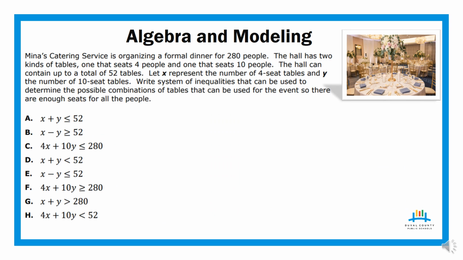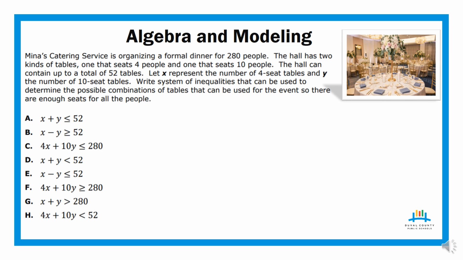Mina's catering service is organizing a formal dinner for 280 people. The hall has 2 kinds of tables, one that seats 4 people and one that seats 10 people. The hall can contain up to a total of 52 tables. Let X represent the number of 4-seat tables and Y the number of 10-seat tables. Write a system of inequalities that can be used to determine the possible combinations of tables that can be used for the event so there are enough seats for all the people.